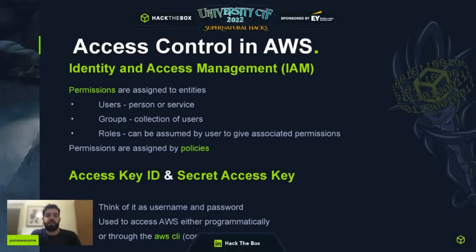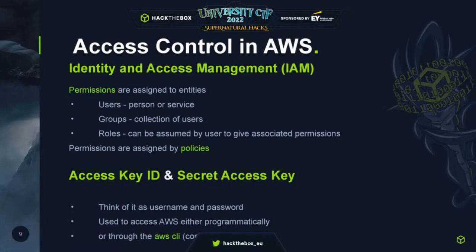There is this thing called Identity and Access Management, or IAM. And in this, different permissions are assigned to different entities. AWS only acknowledges 3 entities, which are users. Users can be a person or a service. There are groups, which are collections of users. And there are roles. Roles can be assumed by a user, they can be revoked, they can be temporary, and they are used to give the associated permissions to the user. All of these are written in files called policies.